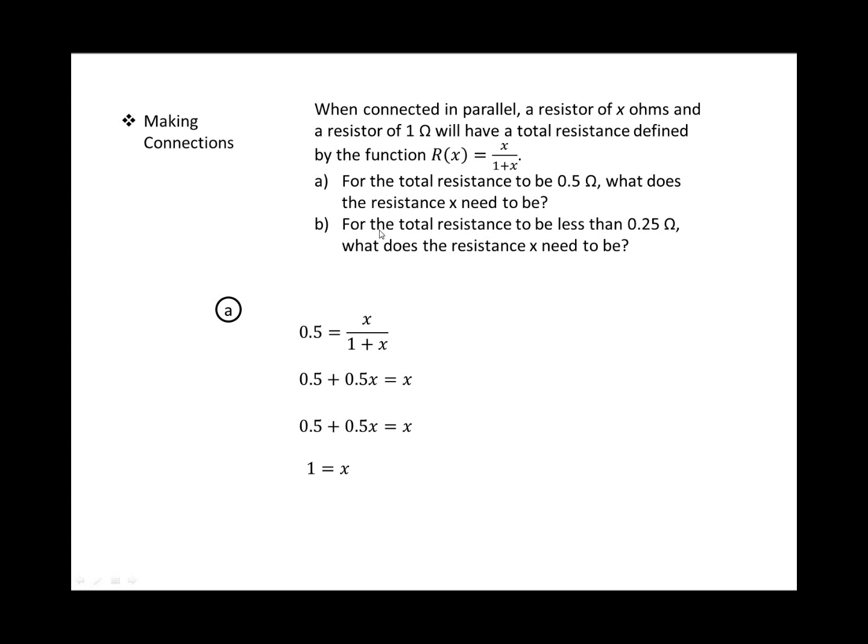Part B asks, for the total resistance to be less than 0.25 ohms, what does the resistance x need to be? Here we set up our equation, but x has to be greater than 0, and that's just a given. In physics or in electricity, it doesn't make sense for anything to have negative resistance, so x has to be greater than 0. We solve our inequality as you would, and we get x is less than 0.33. However, since it has to be greater than 0, our interval would be x has to be between 0 and 0.33 ohms.